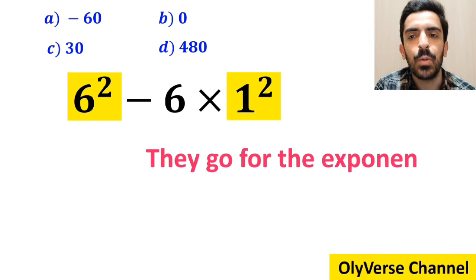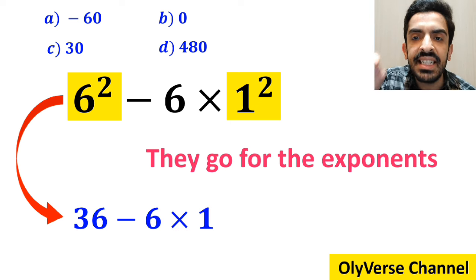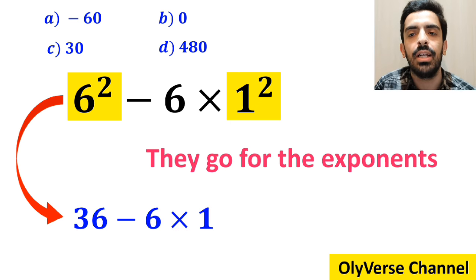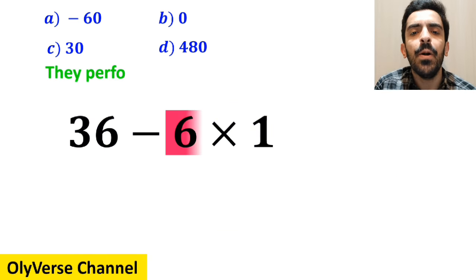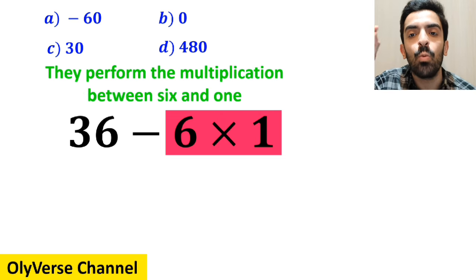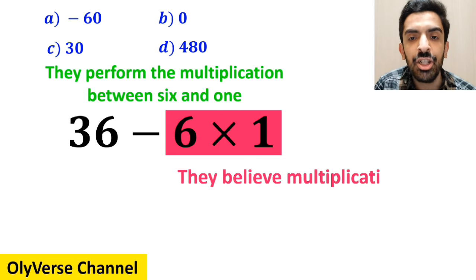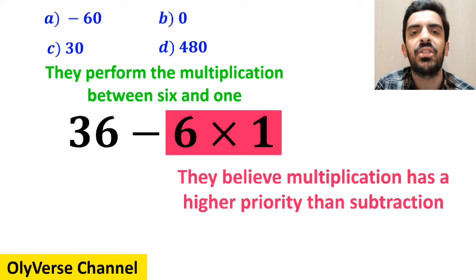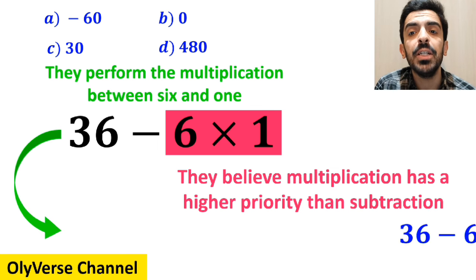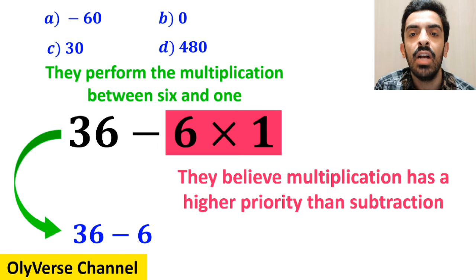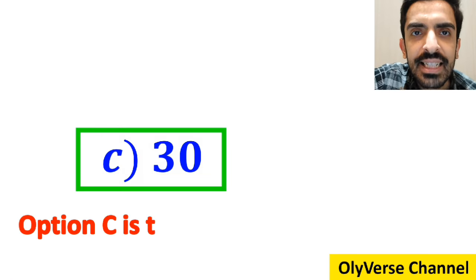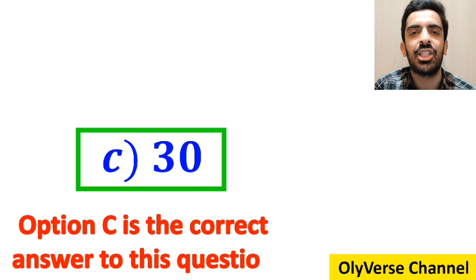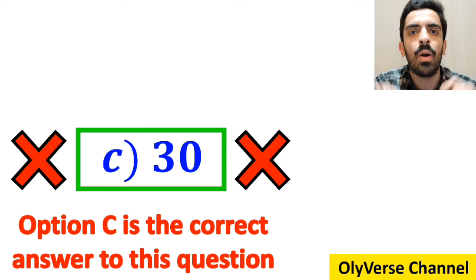Then, they go for the exponents and write this expression as 36 minus 6 multiplied by 1. And in the final step, they perform the multiplication between 6 and 1 because they believe multiplication has a higher priority than subtraction. And this expression simplifies to 36 minus 6, which finally gives them the answer 30. And without any hesitation, they quickly say that option C is the correct answer to this question. However, this answer is absolutely wrong.